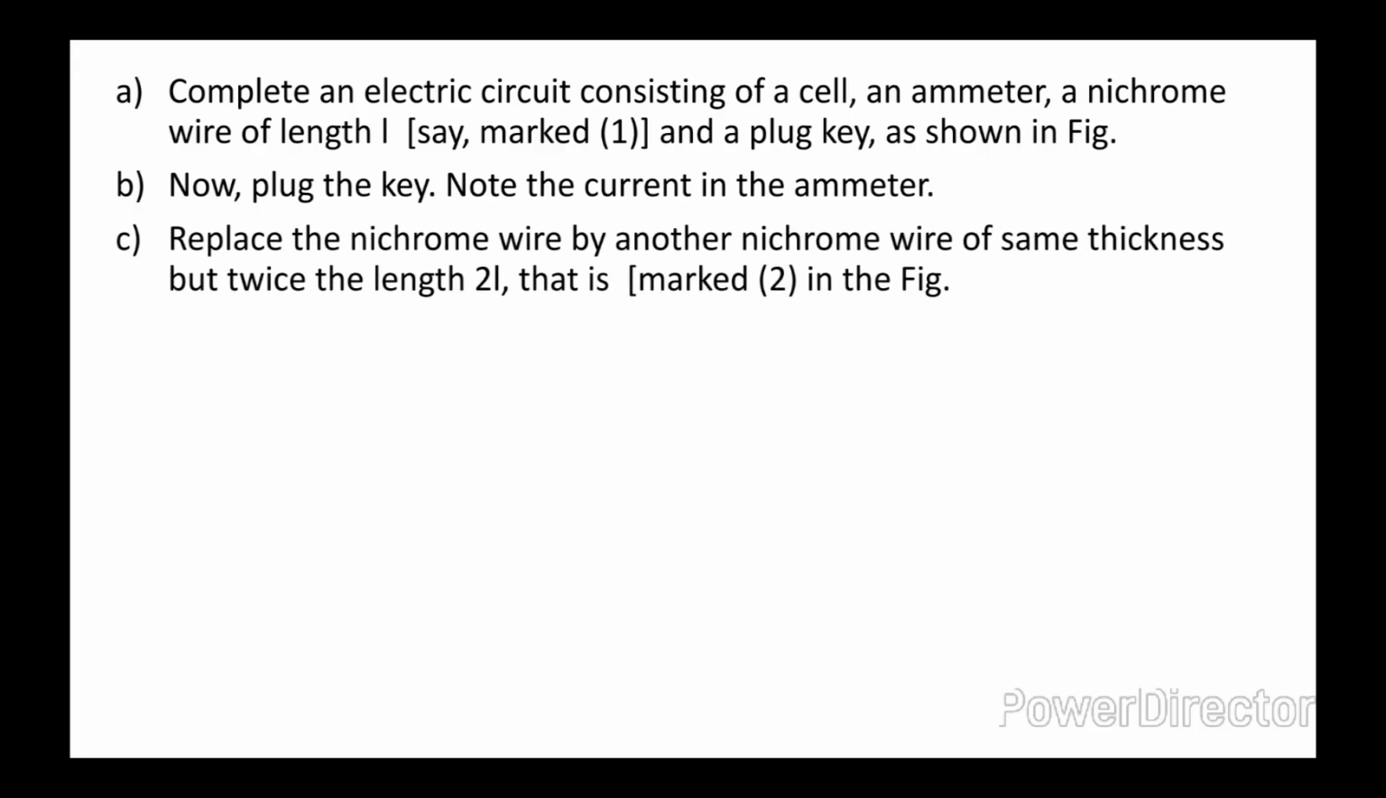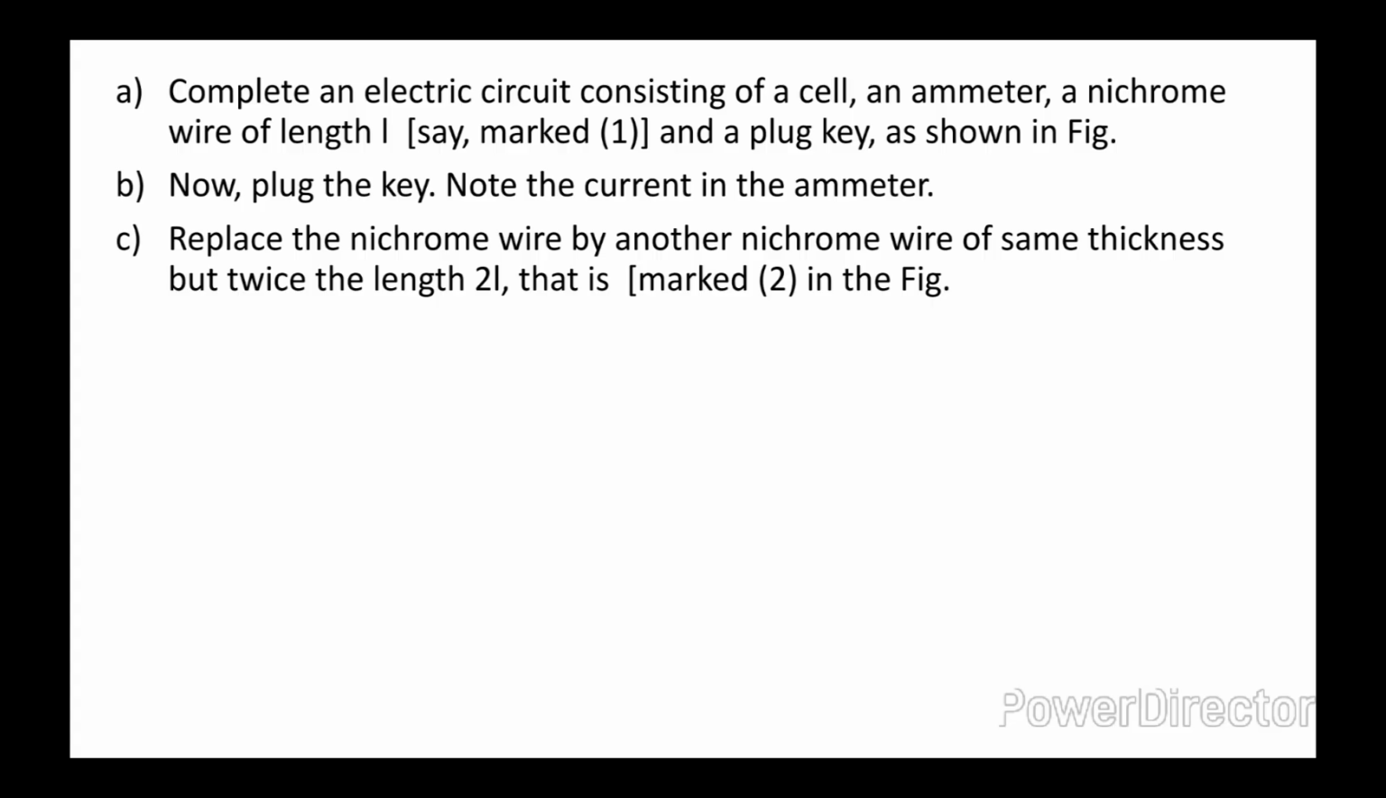And next you have to plug the key and the current will flow in the ammeter. So you note down the current in the ammeter. And in the next case, you replace that nichrome wire by another nichrome wire of length 2L. So in the first case, you have taken the nichrome wire of length L. In the second case, you have to double the length. For example, in the first case, if you have taken 0.5 meters, in the second case, you have to take 1 meter, double the first case.